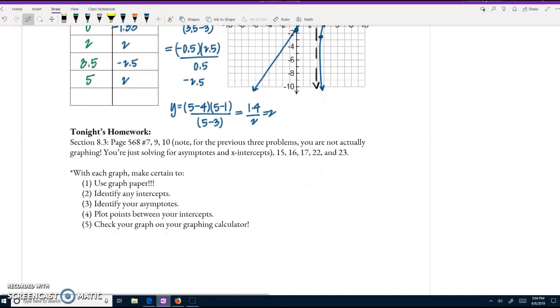Your homework tonight is not too extensive. You have 3 graphs where you are just looking for where the asymptote happens. You're not actually graphing. And then you have 1, 2, 3, 4, 5 actual graphs that you just want to use 1, 2, and 3 from our examples to help you get started with.